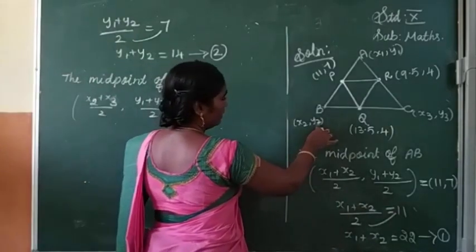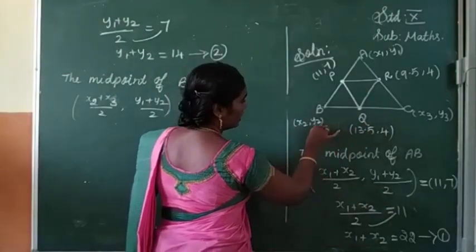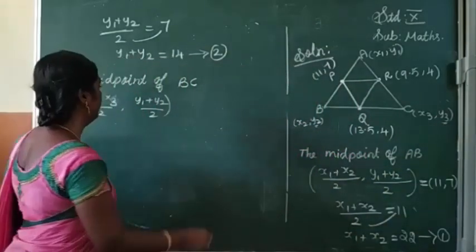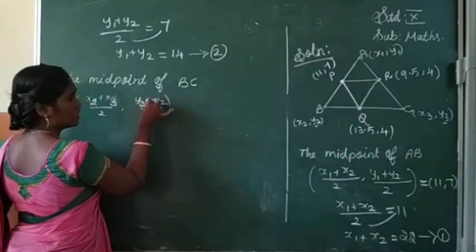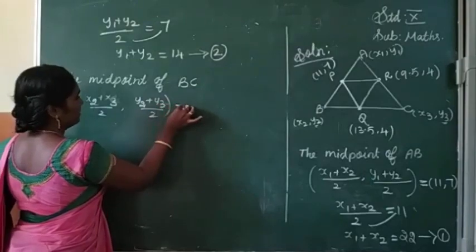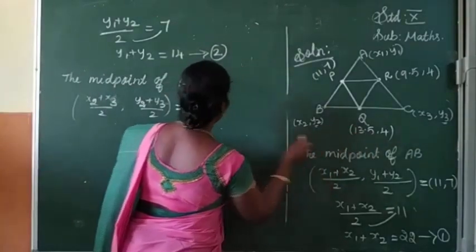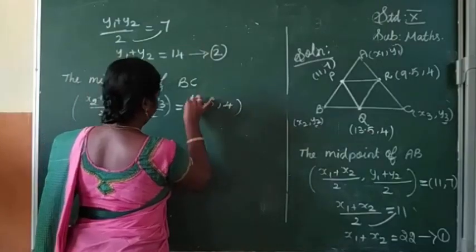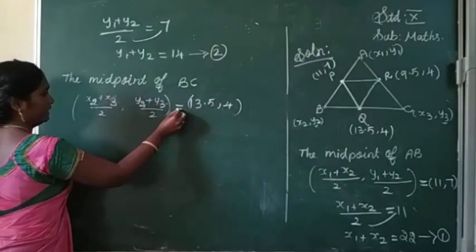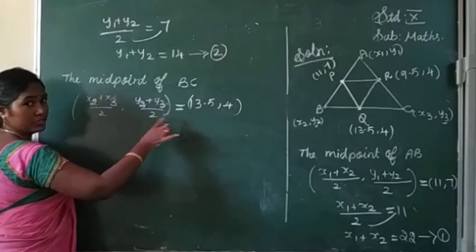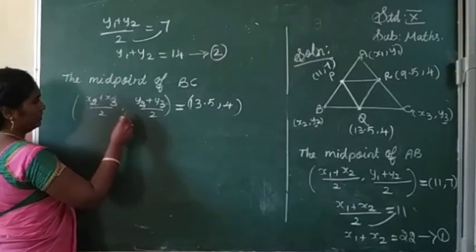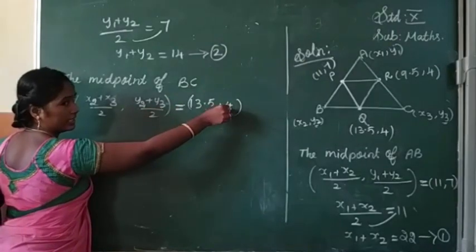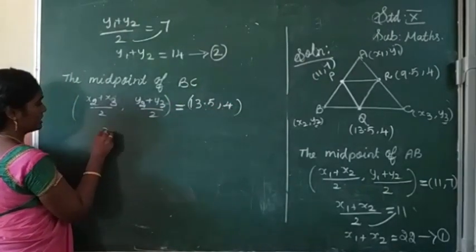Here we don't have y1 and y2; we only have y2 and y3. So just interchange the variable names, and it changes to y2, y3, is equal to the midpoint value they have already given. What is that? 13.5, 4. Here the equal symbol is between the coordinates, so the first value is equal to the first value, and the second value is equal to the second value. Combine and write it.